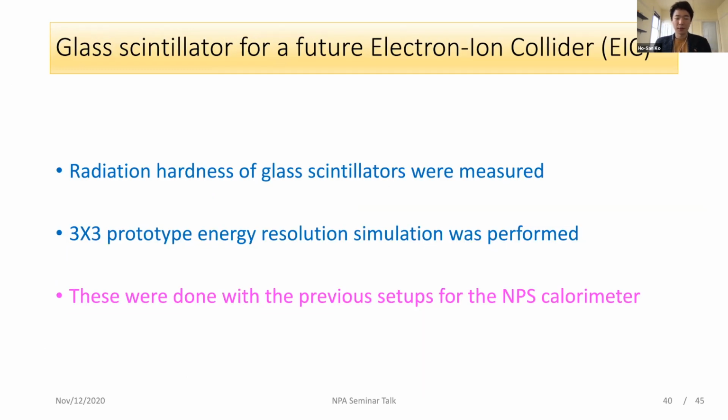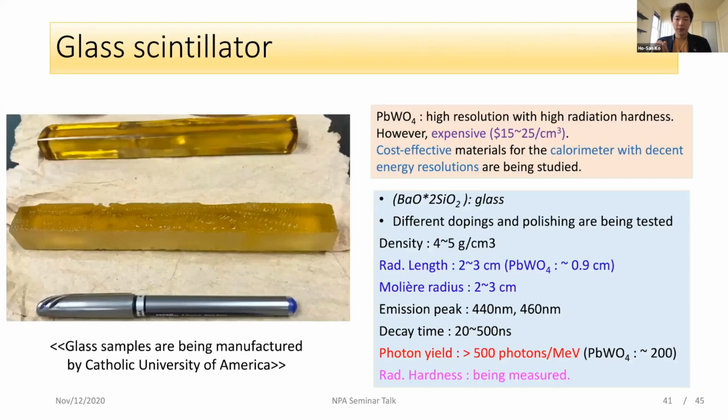So finally and shortly, I will discuss the radiation hardness and the energy resolution simulation for a glass scintillator. And this is a glass scintillator for a future Electron-Ion Collider. This glass scintillator is, of course, made of glass, and this is one of the candidates for the calorimeter of a future Electron-Ion Collider.